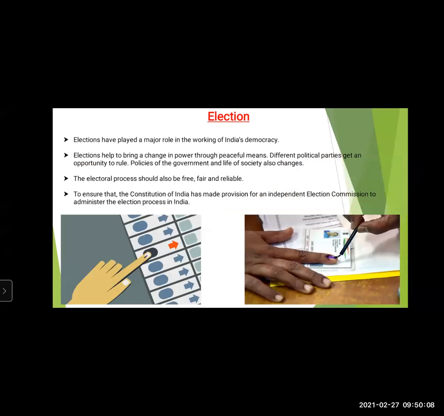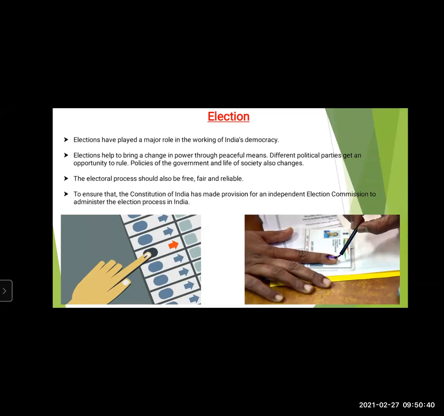Now we will start with the importance of election, the introduction part, students. Elections have played a major role in the working of India's democracy. How has it played a major role? It makes India a democratic country because people use their constitutional right, that is the right to vote, and elect the representative who forms the government and runs the government.